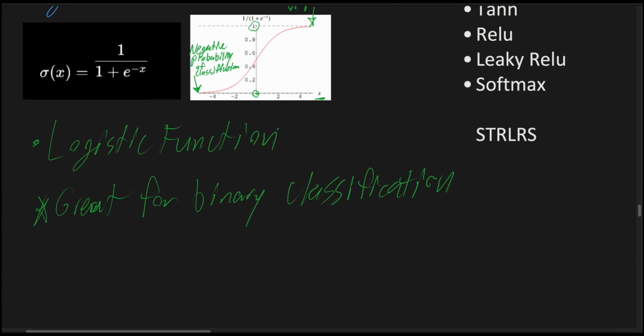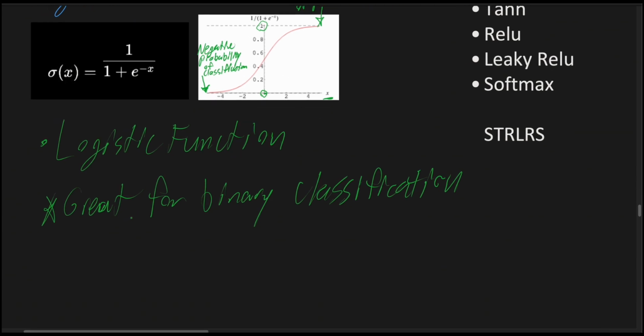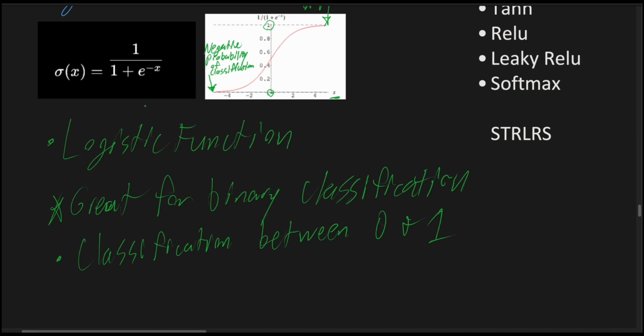And the function's output can be interpreted as a probability because for any given input value of x, the output value is between 0 and 1. And the total sum across multiple sigmoid functions can be normalized to sum up to 1. So, classification between 0 and 1.